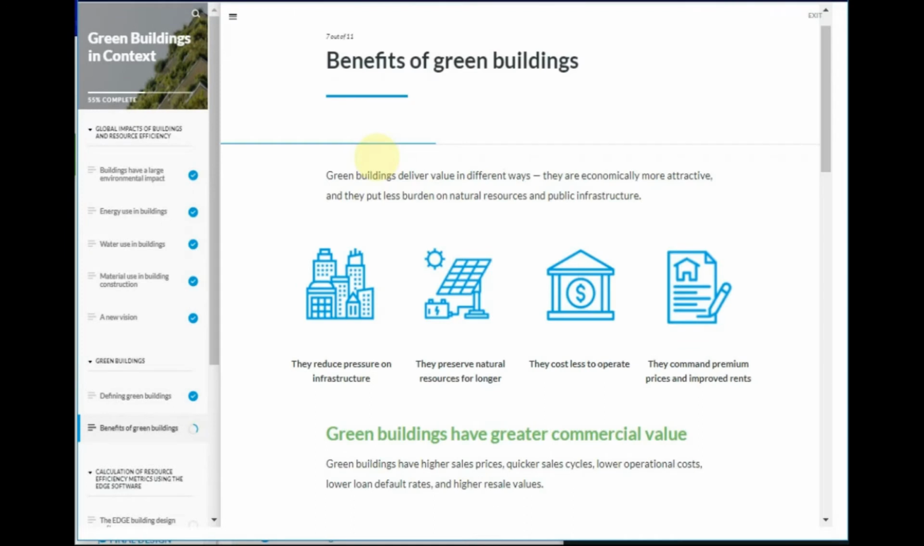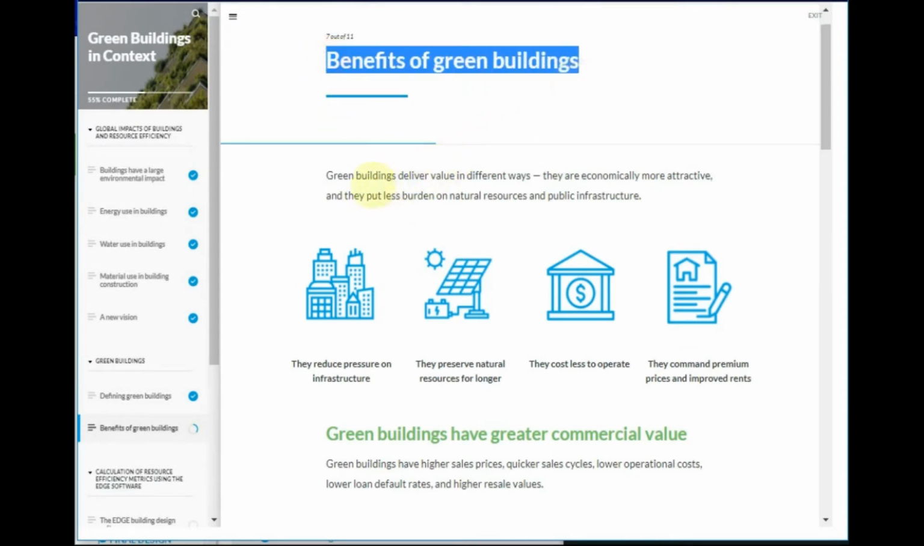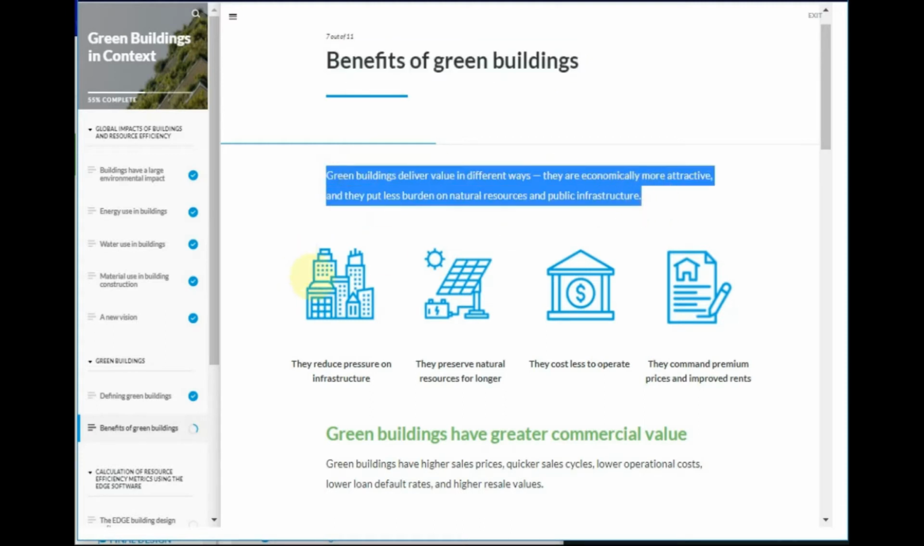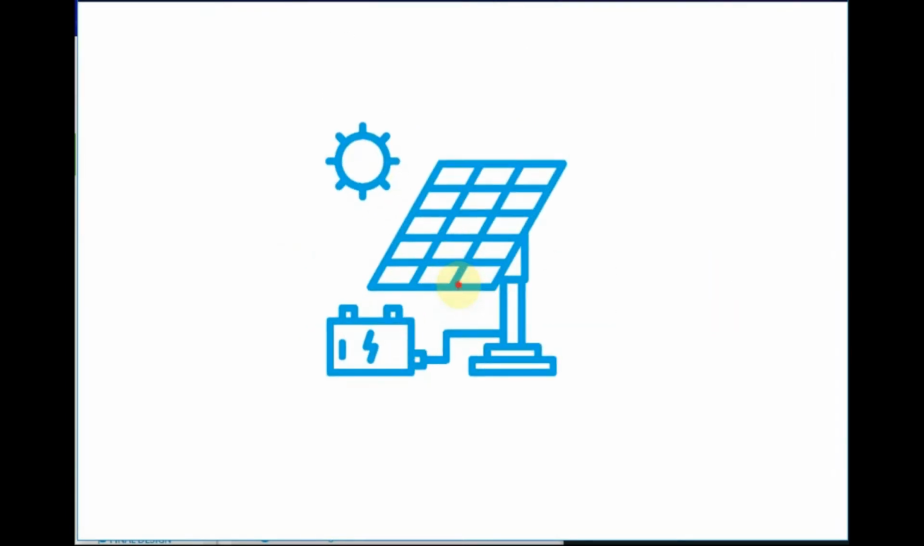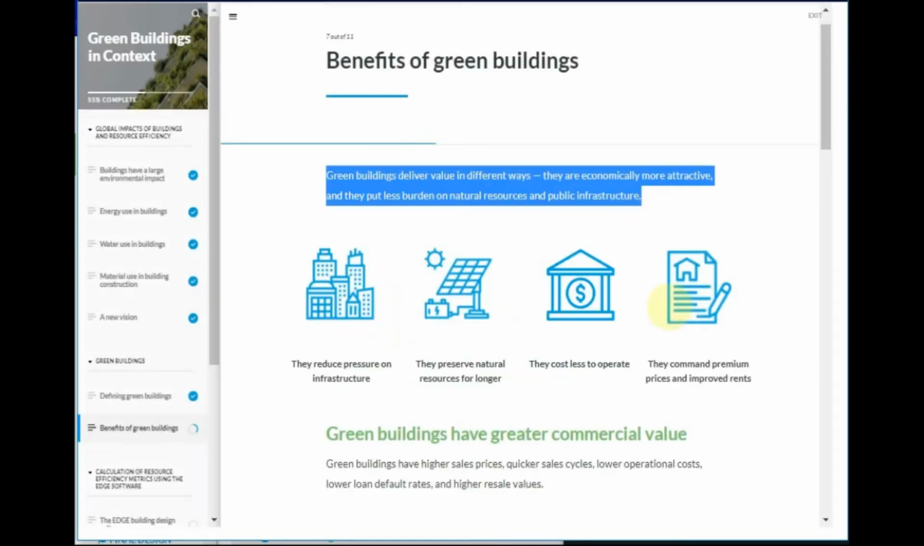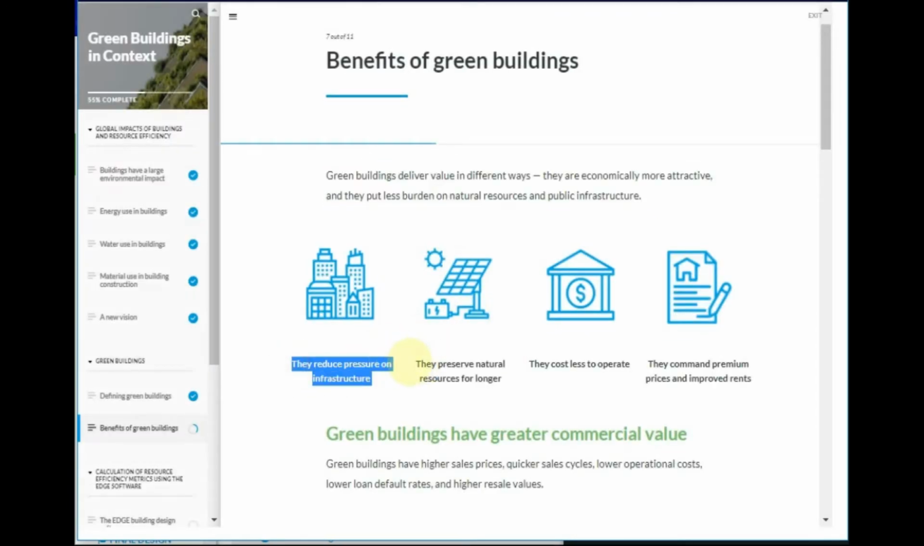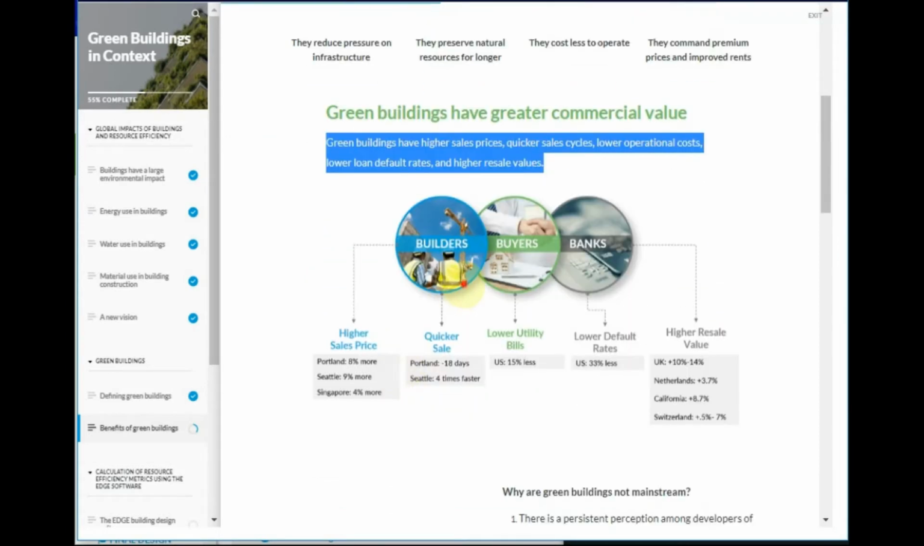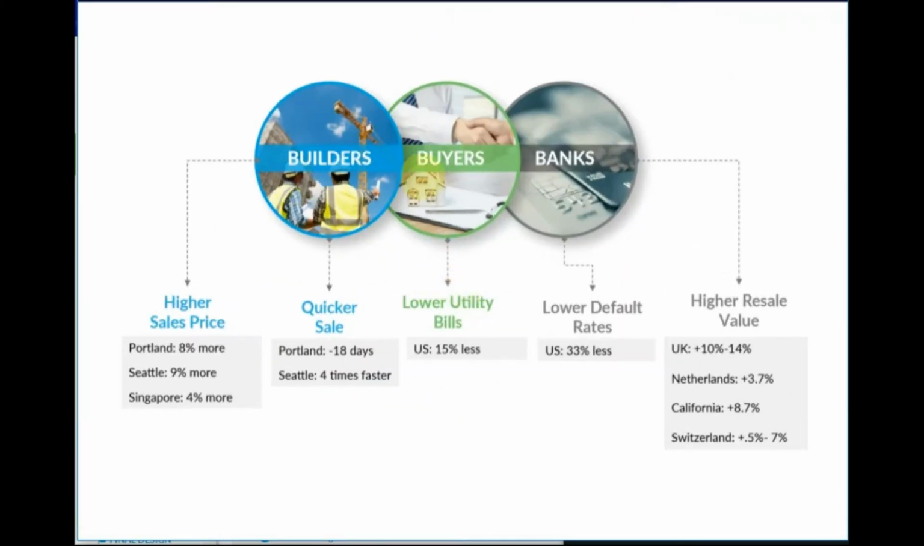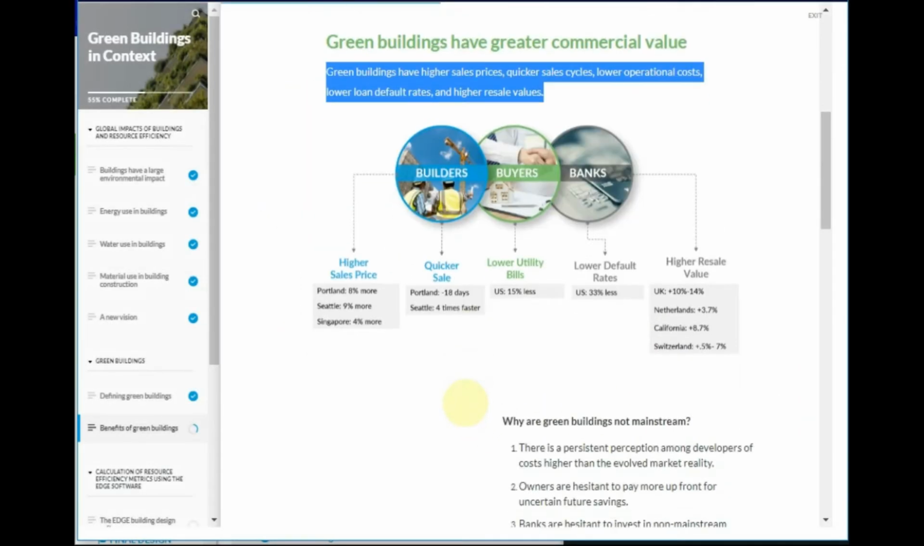Benefits of green buildings. Green buildings deliver value in different ways. They are economically more attractive, and they put less burden on natural resources and public infrastructure. 1. They reduce pressure on infrastructure. 2. They preserve natural resources for longer. 3. They cost less to operate. 4. They command premium prices and improved rents. Green buildings have greater commercial value. Green buildings have higher sales prices, quicker sales cycles, lower operational costs, lower loan default rates, and higher resale values.